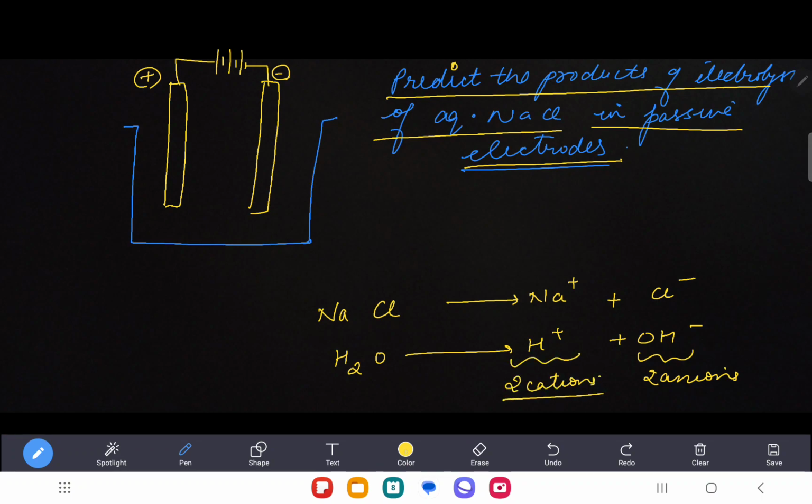Now both of the cations can go towards the cathode and both of the anions can go towards the anode. But only one of them will go. And there has to be a preference that you have to make. And how do you make that preference? On the basis of the reactivity series.